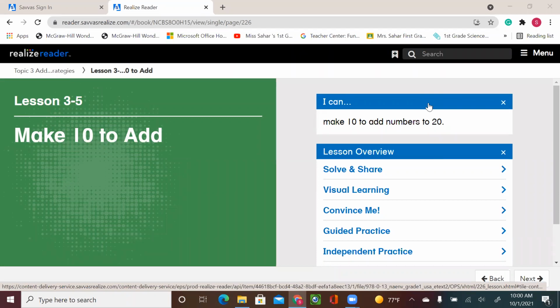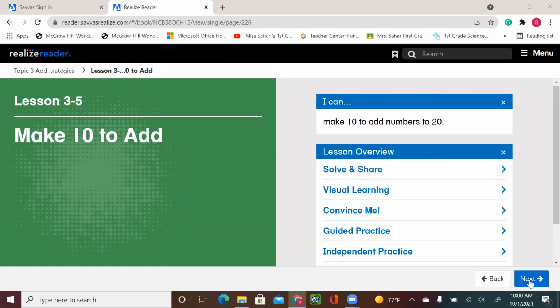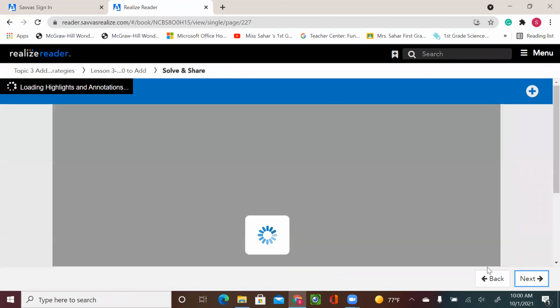Hello, first graders. Welcome to a new math lesson. We're still in topic 3, in today's lesson, lesson 5. For this topic, remember, we learn how to count on to add, we use doubles facts, we use number lines, and we use doubles plus. Today, we're going to make 10 to add. So let's start.